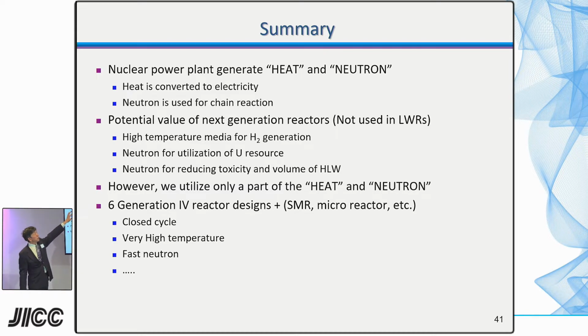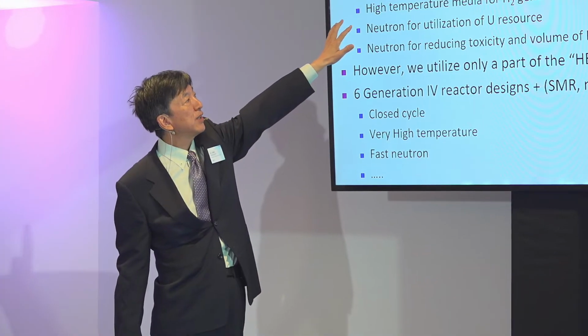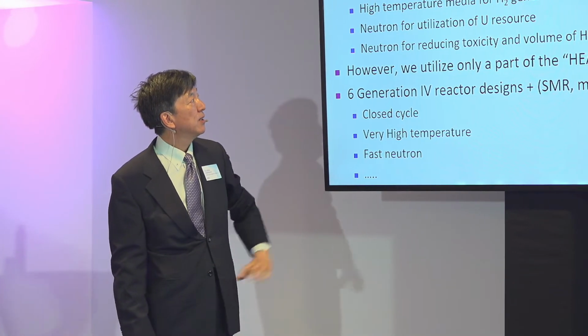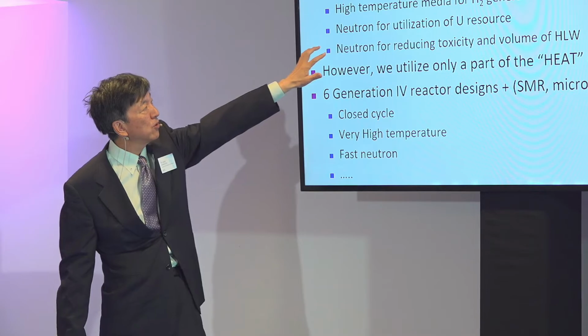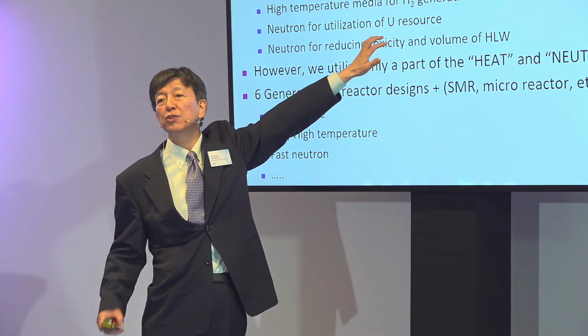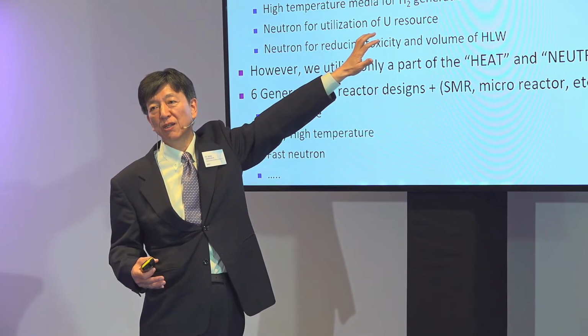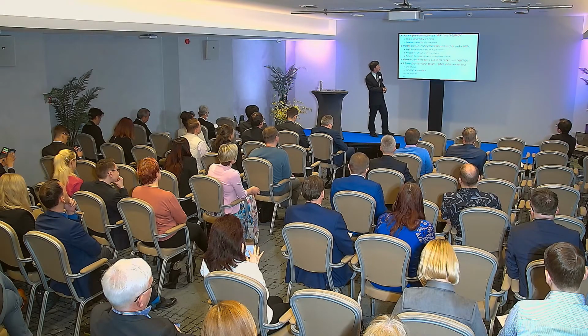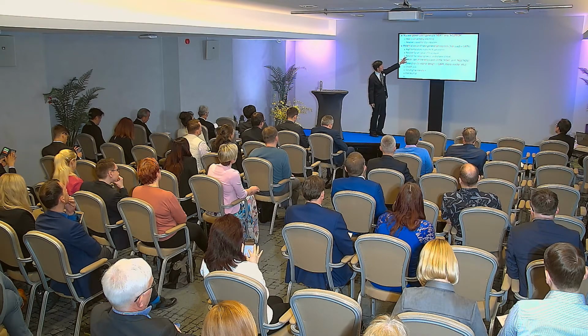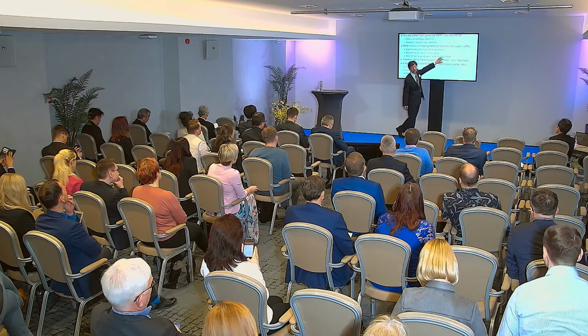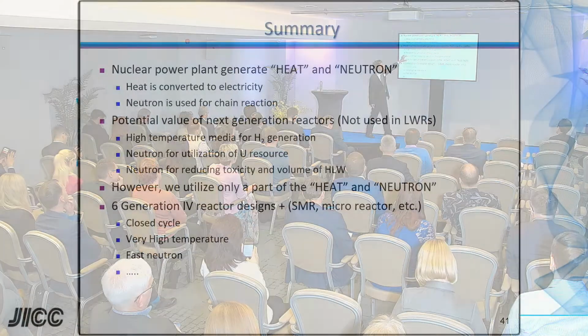The potential value of the next generation reactor is not used in the light water reactor. The high temperature heat for hydrogen generation, this is a gas-cooled reactor, the high temperature gas-cooled reactor. And neutrons for utilization of uranium resources, this is breeding, plutonium production for the fuel fabrication. And neutrons for reducing toxicity and the volume of high-level waste. These are the future potential.